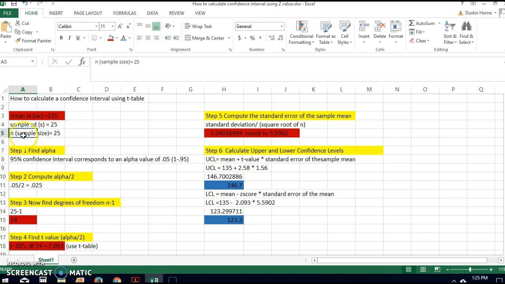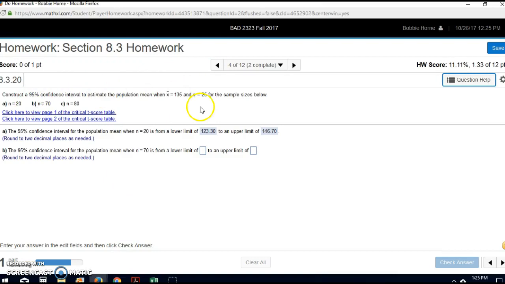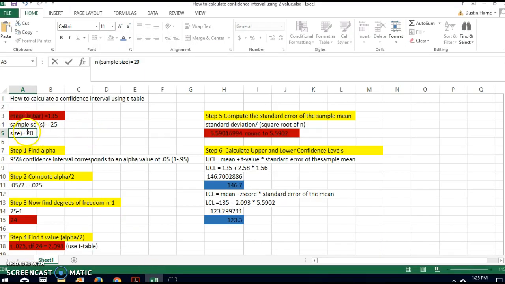Let me fix this one. I didn't change it. N is 20, and the sample standard deviation is 25. Let's just make sure all this is right. Yes. Okay. So we have all this information up here.